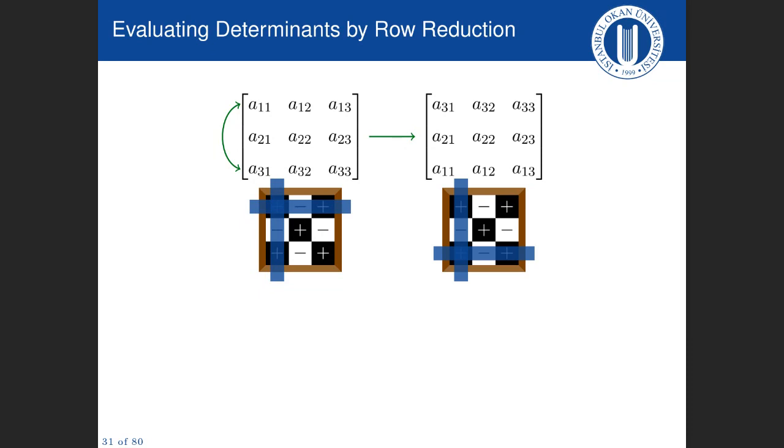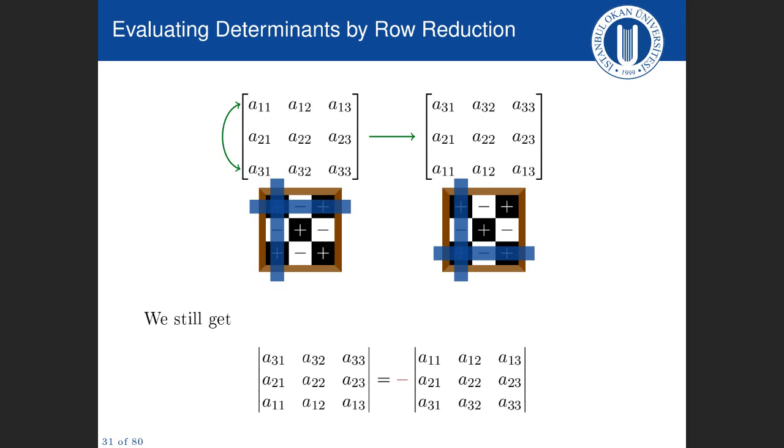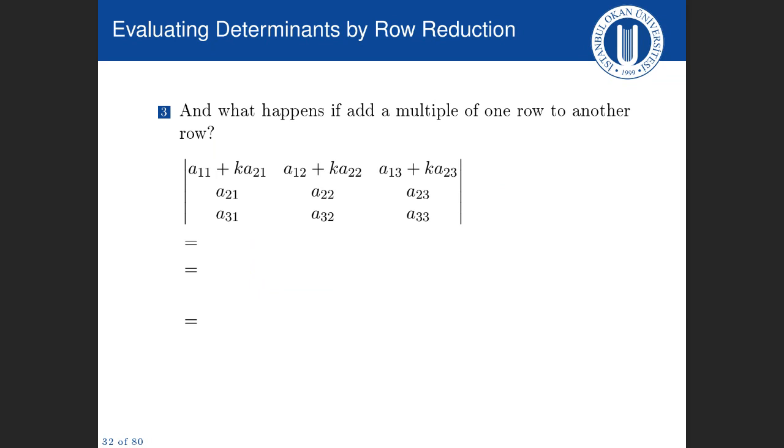And then look what we're left with. We're left with plus, minus, minus, plus over here, but on the right, we're left with minus, plus, plus, minus. So again, pluses are changing to minuses and minuses are changing to pluses. So again, we still get that the determinant of our new matrix is equal to minus 1 multiplied by the determinant of the matrix we started with. And what happens if we add a multiple of one row to another row?